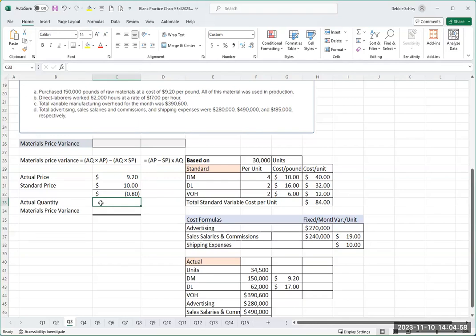My actual quantity, or pounds, right? My actual pounds was that. And so then my materials price variance is that 80 cents difference times the number of pounds. So it's 120,000 is my materials price variance, and my actual price was less than my standard, and so that is favorable. Okay.